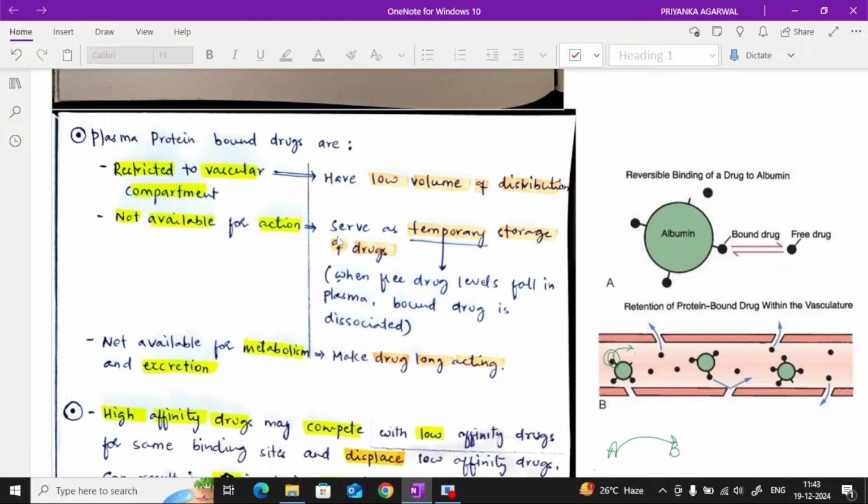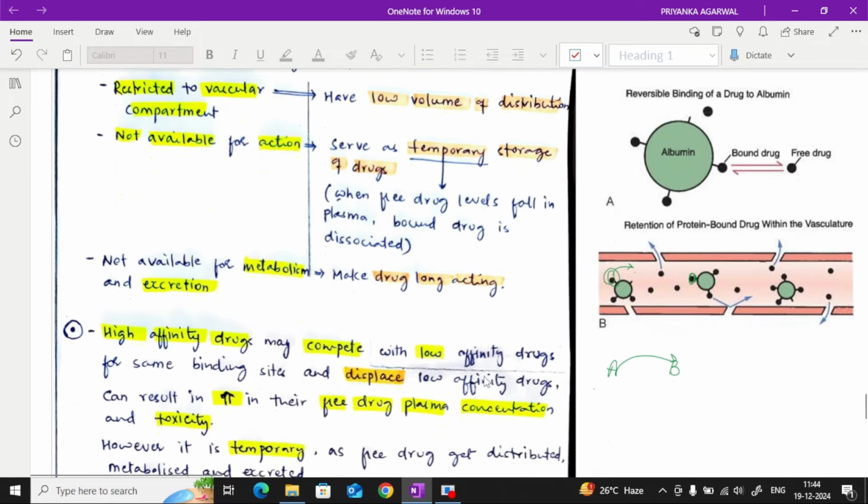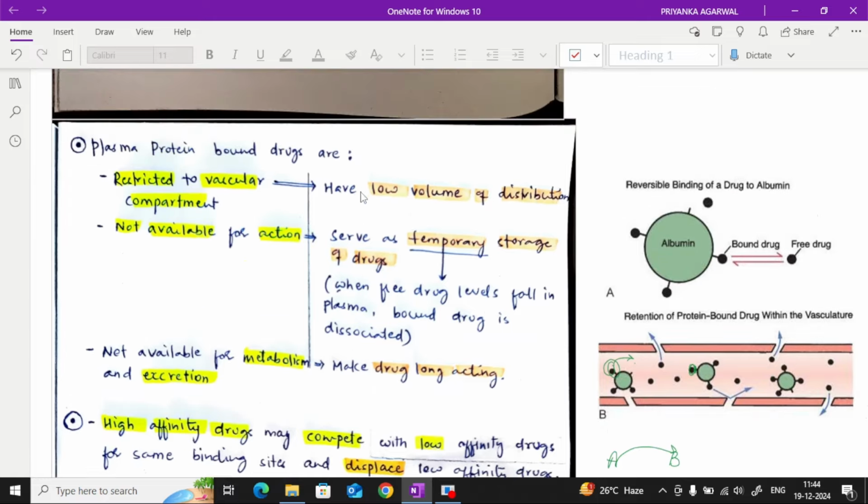Okay, so this plasma protein bound drug will act as a temporary storage of drug. Why temporary? Because whenever the free drug levels fall, this drug will dissociate from the plasma protein. So whenever free drug levels fall in the plasma, bound drug is dissociated. And all of this will make the drug long acting. Slowly the drug is released from the blood, which increases the duration of action of the drug. So this is about what happens when the drug is bound to plasma protein.